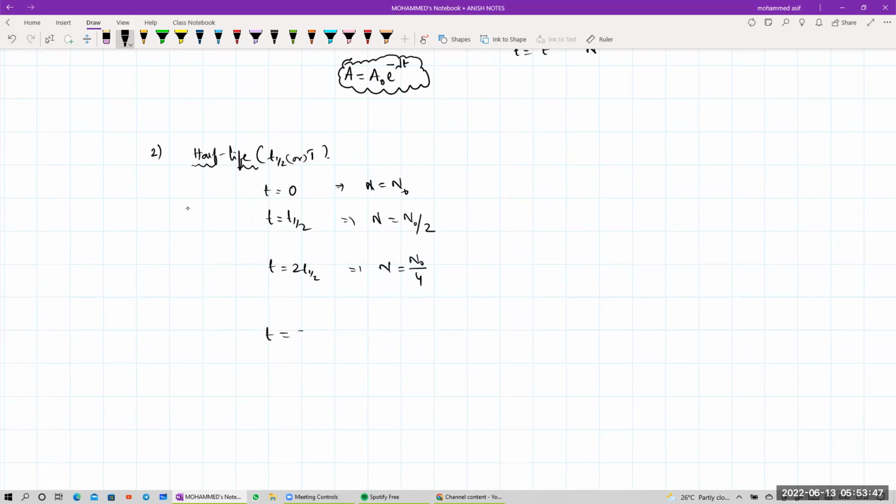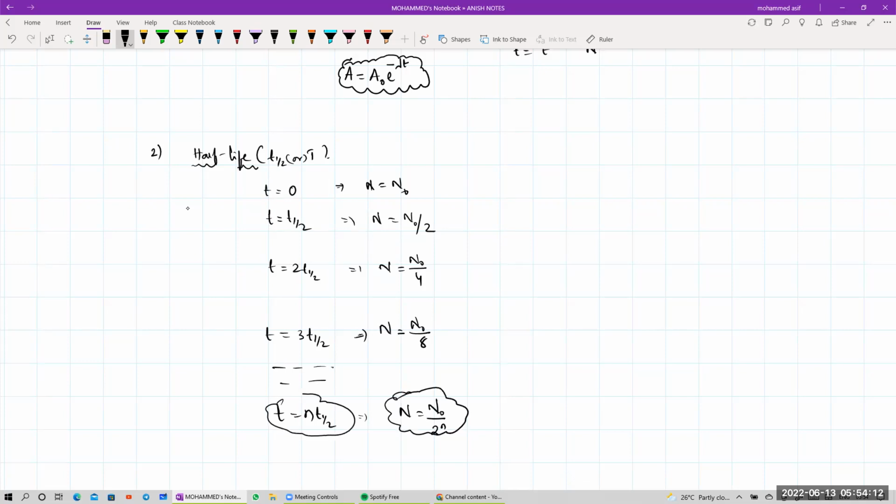Again at time t equals 3 half-lives, this will become N equals half of N naught by 4, which is how much? N naught by 8. So like that, at some time t equals n times t half, this value of N will become N naught divided by 2 power n.